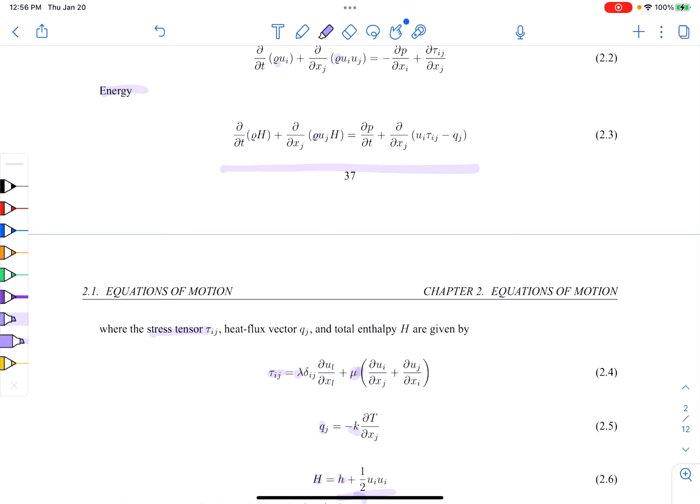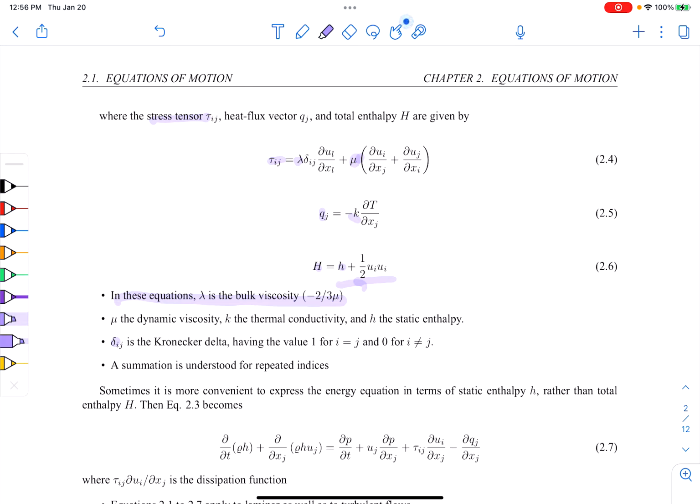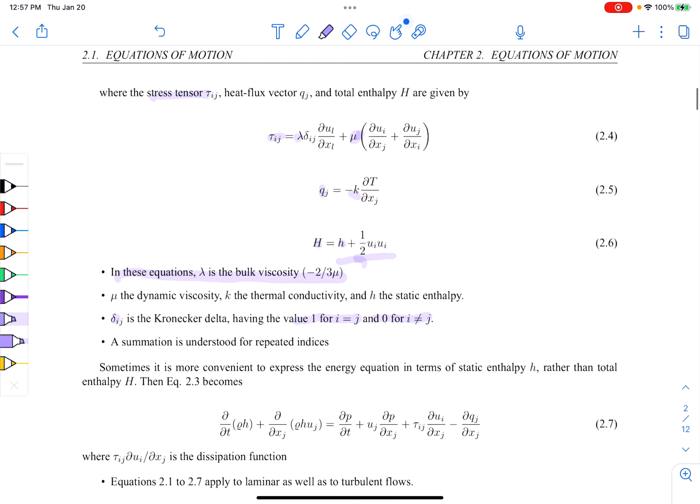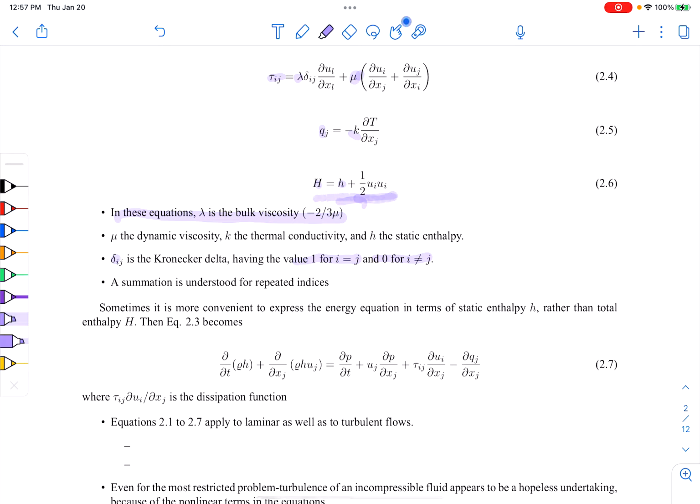Once again, remember, delta ij is the Kronecker delta function, which is used in these equations, and it has a value of 1 for i equals j and 0 otherwise. And remember, we're using Einstein or index notation. If you're seeing summations of i's and j's, you sum the terms. So this is all things we've already talked about, but it's good to mention it again. With that definition, you can find 2.7, a conservation equation for energy in terms of static enthalpy, little h.